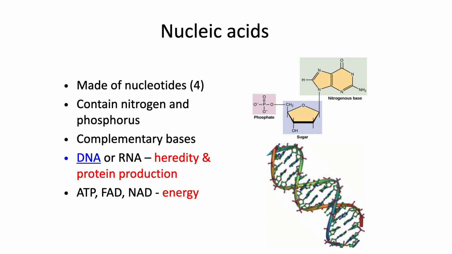Okay, and then the last group of organic molecules are the nucleic acids. These too are made of building blocks, but only 4 different types of nucleotides. Each nucleotide has a phosphate and a sugar, and then one of 4 bases. Okay, the sugar differs between the 2 types of nucleic acid. DNA is deoxyribonucleic acid, and RNA is ribonucleic acid. So just slightly different sugars. These are involved in heredity and protein production.